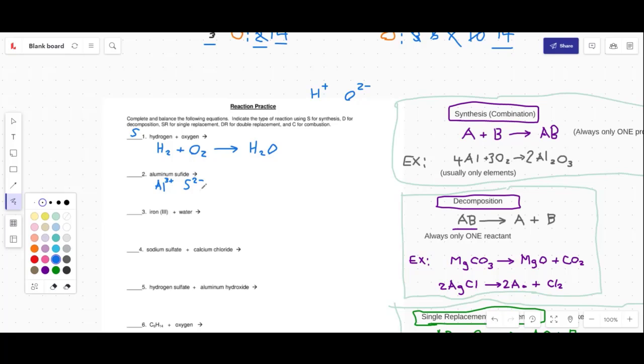So aluminum's a +3, sulfur's a 2 minus. So what's the formula for aluminum sulfide? Al2S3. There you go. Very good. So here is our aluminum sulfide, and it reacts. If aluminum sulfide is my only reactant, what type of reaction is this going to be?